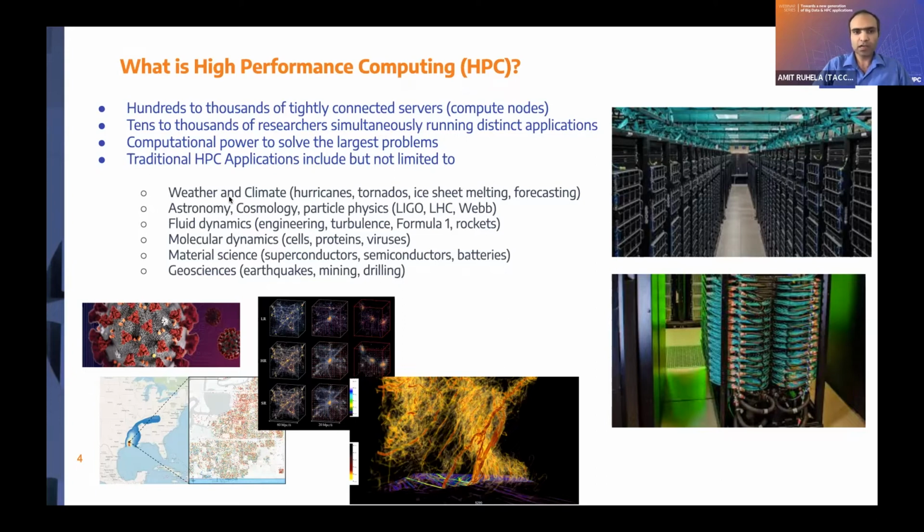study how hurricanes form or how they impact the lives of people, as well as tornadoes, ice sheet melting, and forecasting the weather or climate in the next subsequent years or days. Then there are astronomy or cosmology applications, and engineering applications which study the design of Formula One cars or rockets for space expeditions, etc.